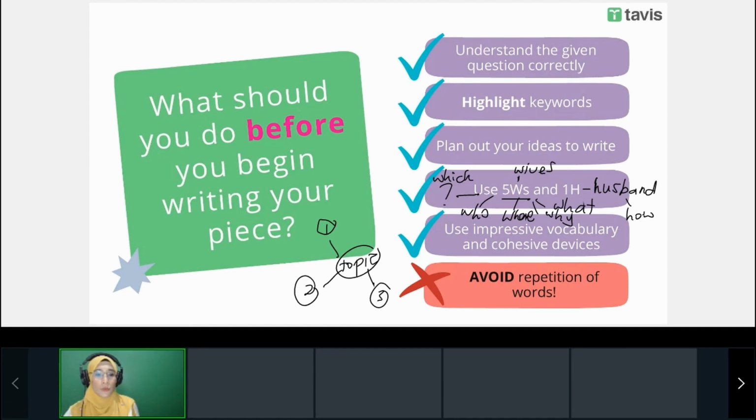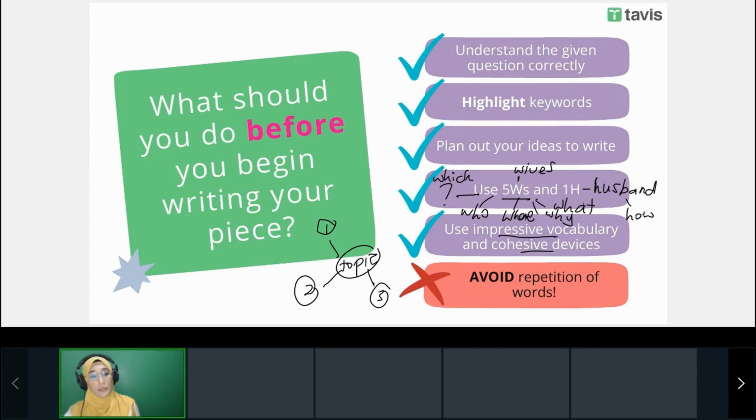And please also try and use impressive vocabulary and cohesive devices. Last week I introduced to you cohesive devices. So if you are going to introduce a supporting idea, please try and use maybe first of all, furthermore, in addition to that. You try to support the first idea that you have, then you can try and use the cohesive devices.